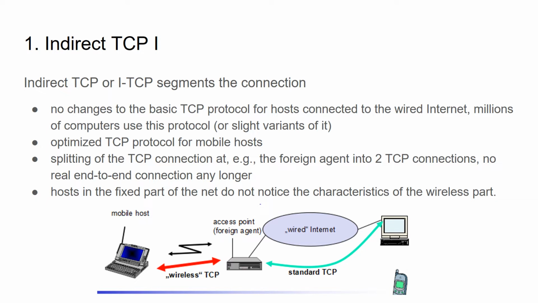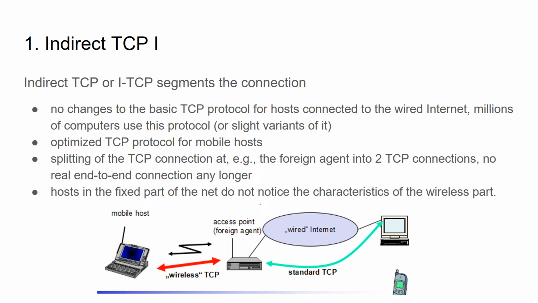So this is a diagram for your indirect TCP. Instead of giving a direct TCP connection, we are using an access point, that is a foreign agent. You can see in the diagram. Between the mobile host, there is an access point, that is a foreign agent. Using that, we are connecting wireless TCP and standard TCP. So instead of a direct TCP, we are using it as indirect TCP.